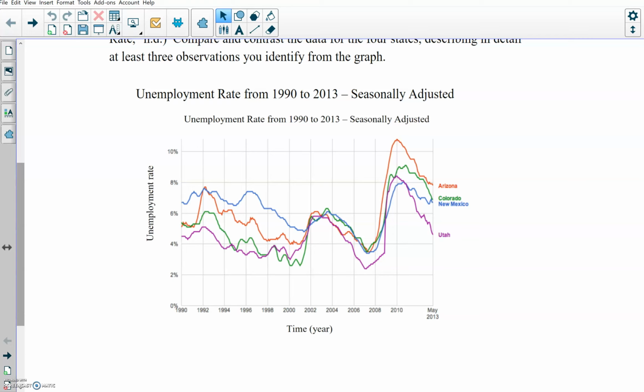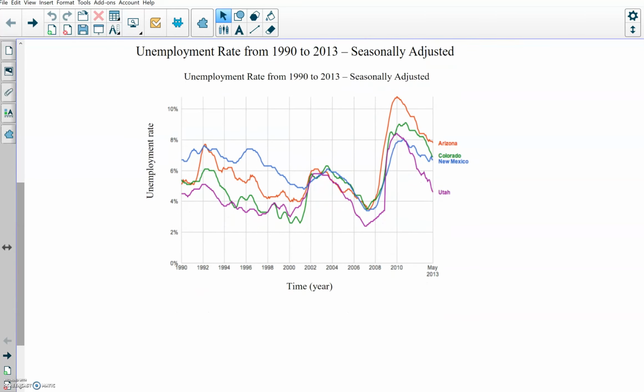Okay, hopefully you did that and thought about it. Looking at this now, I'm going to go through 3 that may or may not match up with what you have. That's fine, as long as what you have is correct or makes sense with what you're seeing. It's good. You might have some other ones.